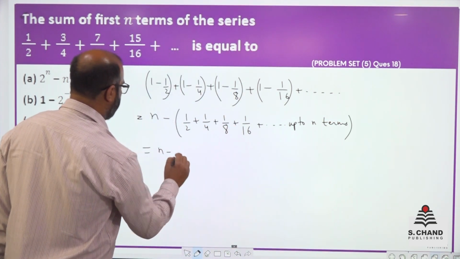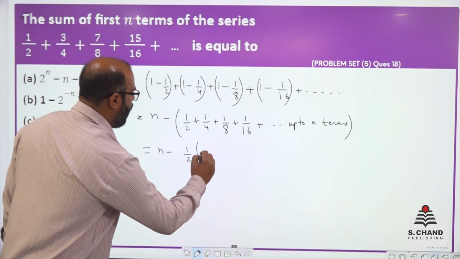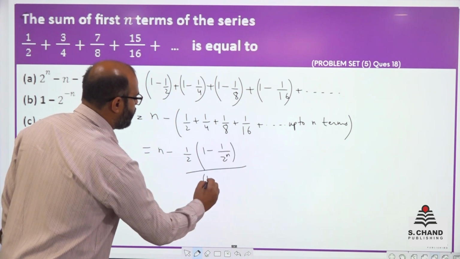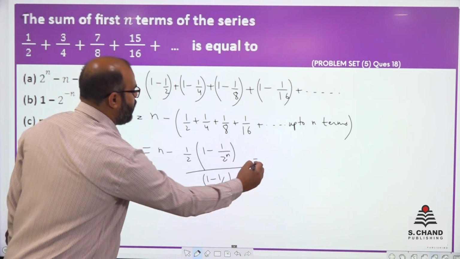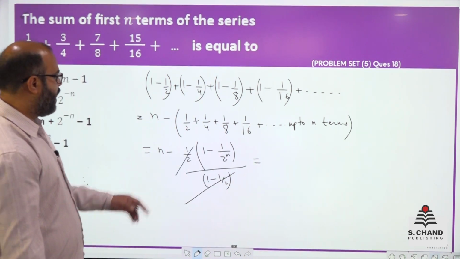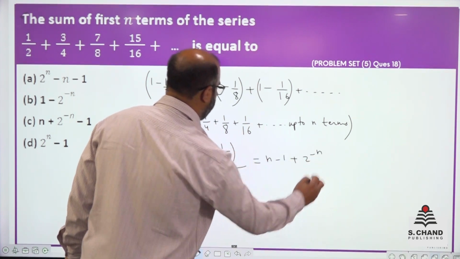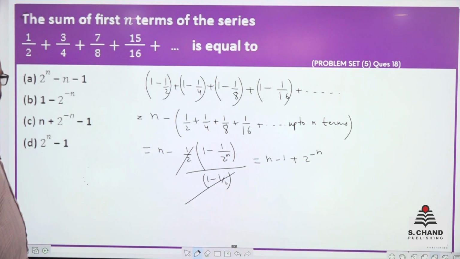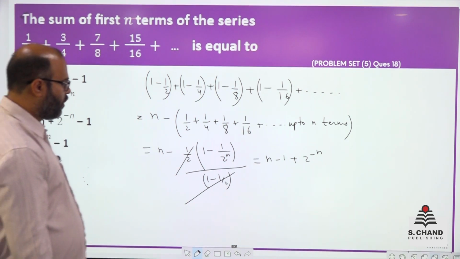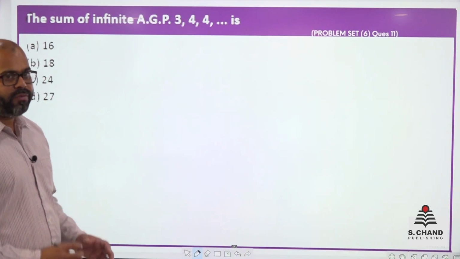So n minus, now this GP will be a(1 minus r to the power n) upon 1 minus r. So this will become, after cancellation, this half and this half cancel, n minus 1 plus 2 to the power minus n. So n minus 1 plus 2 to the power minus n, C option is the correct option here. You have to be quite alert to observe the series.